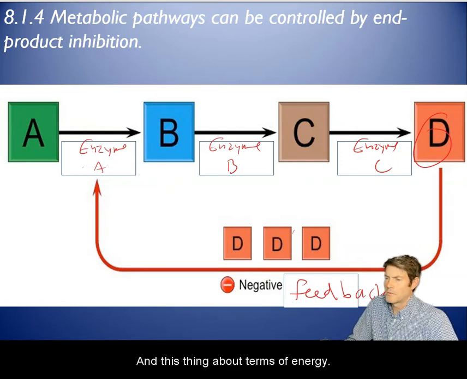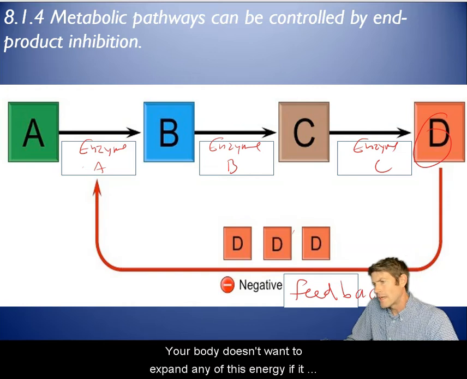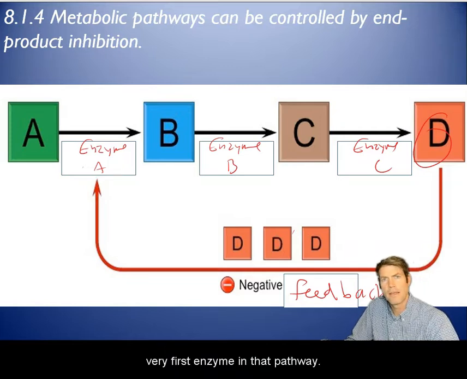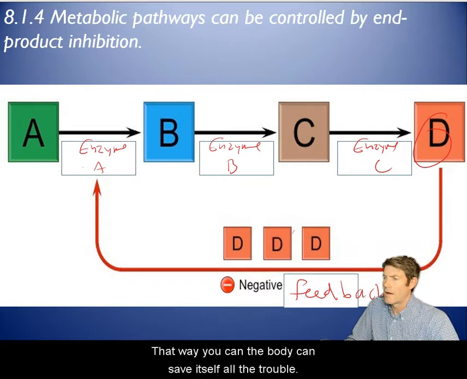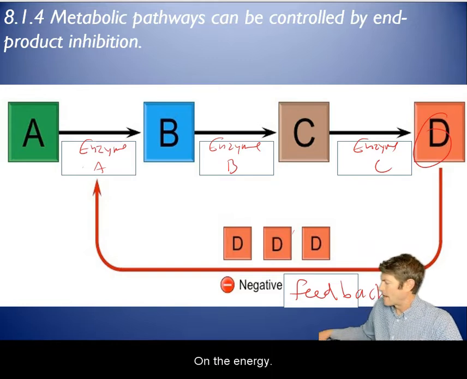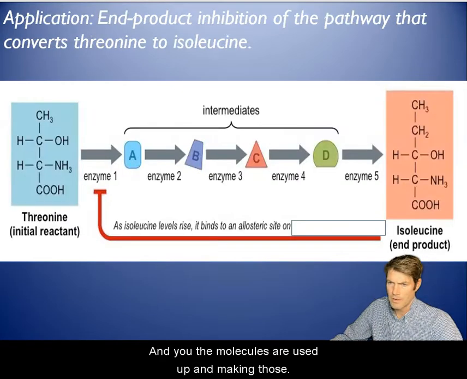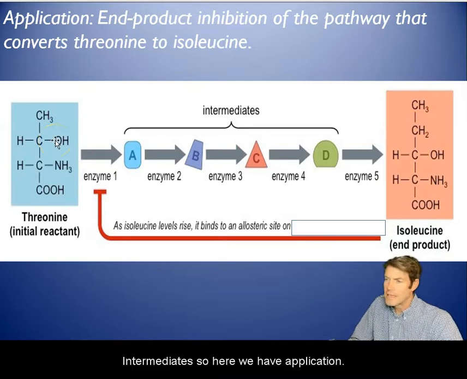And just think about, in terms of energy, your body doesn't want to expend any of this energy if it already has it. So the most logical thing is to block the very first enzyme in that pathway. That way the body can save itself all the trouble on the energy, and the molecules used up in making those intermediates. So here we have an application.